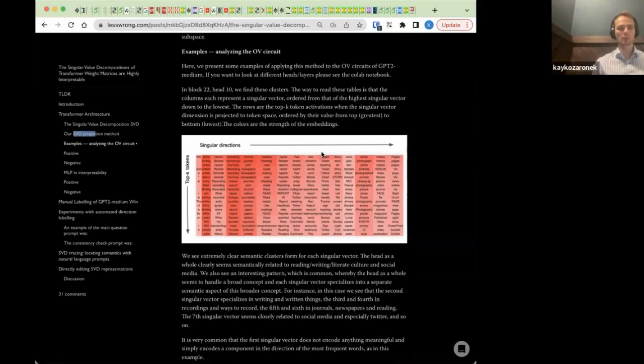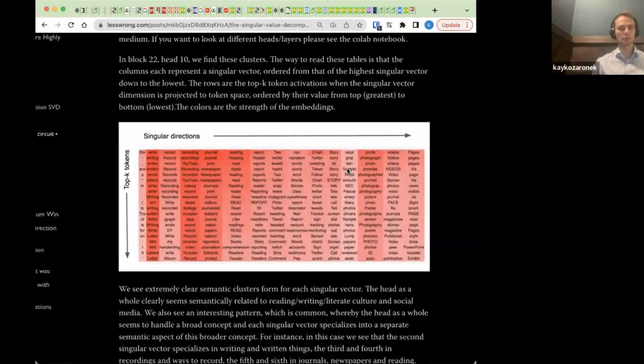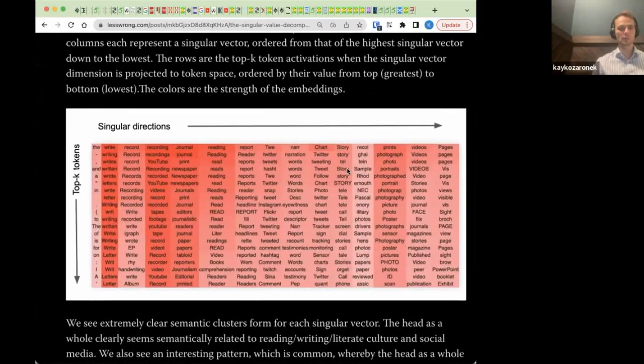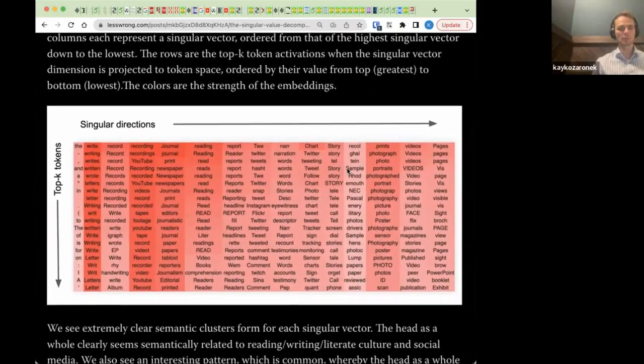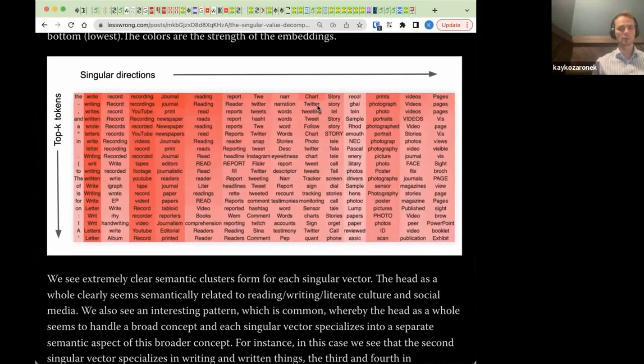Can you zoom in on that plot and basically explain what we're seeing? We have the singular direction from left to right, and then the top K tokens on which each of these directions activates. And if you look at the second direction, we can see that it activates on very tightly clustered concepts like write, writing, writes, written, wrote, letters, and stuff like this, right? And this broadly holds true for other OV circuits and also for other singular directions.